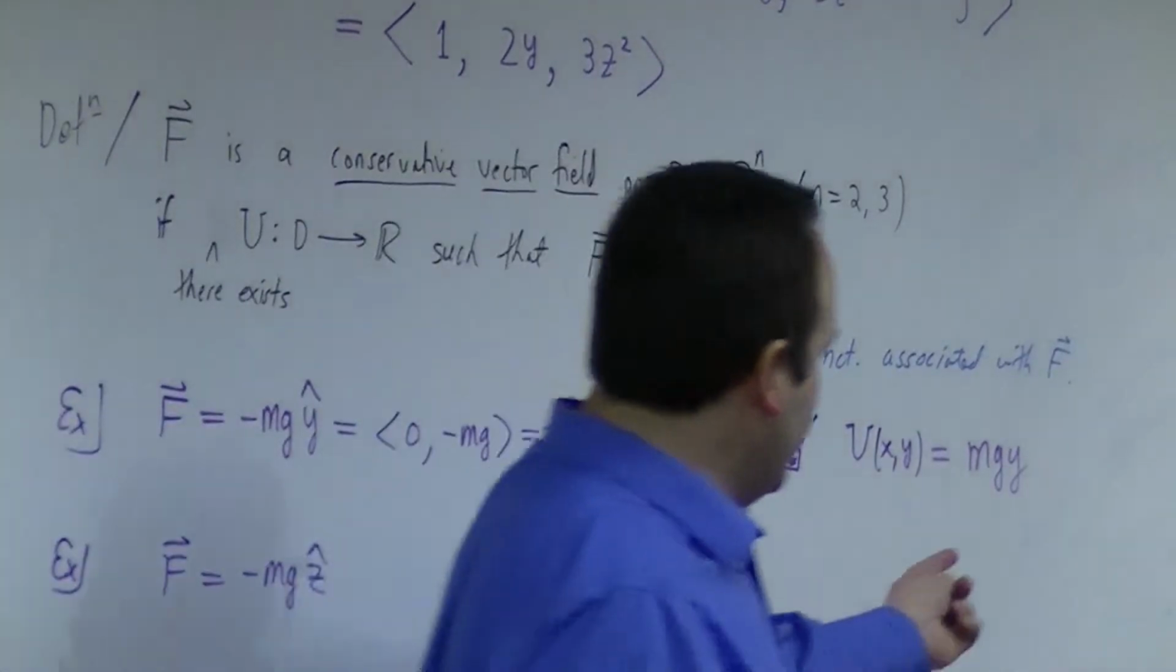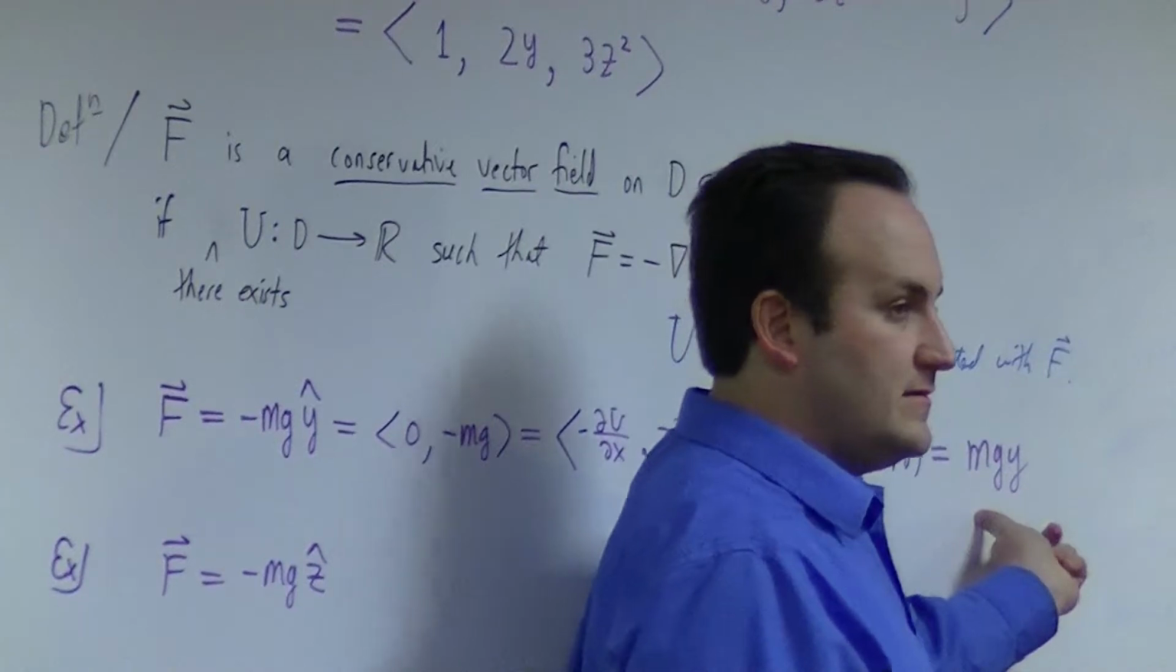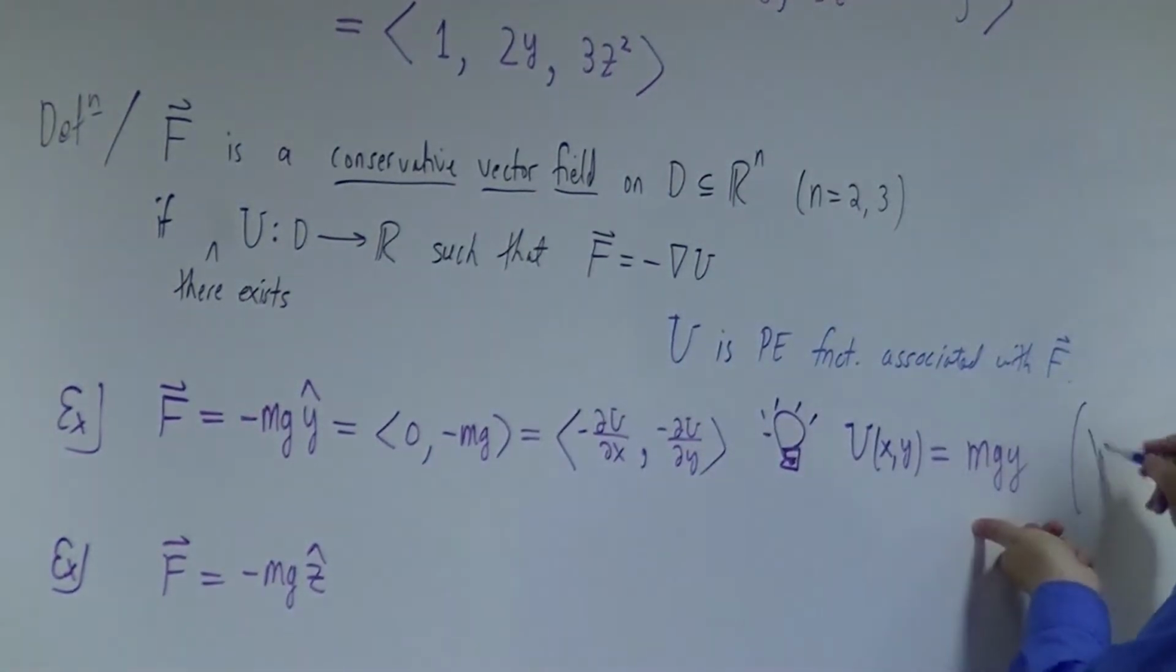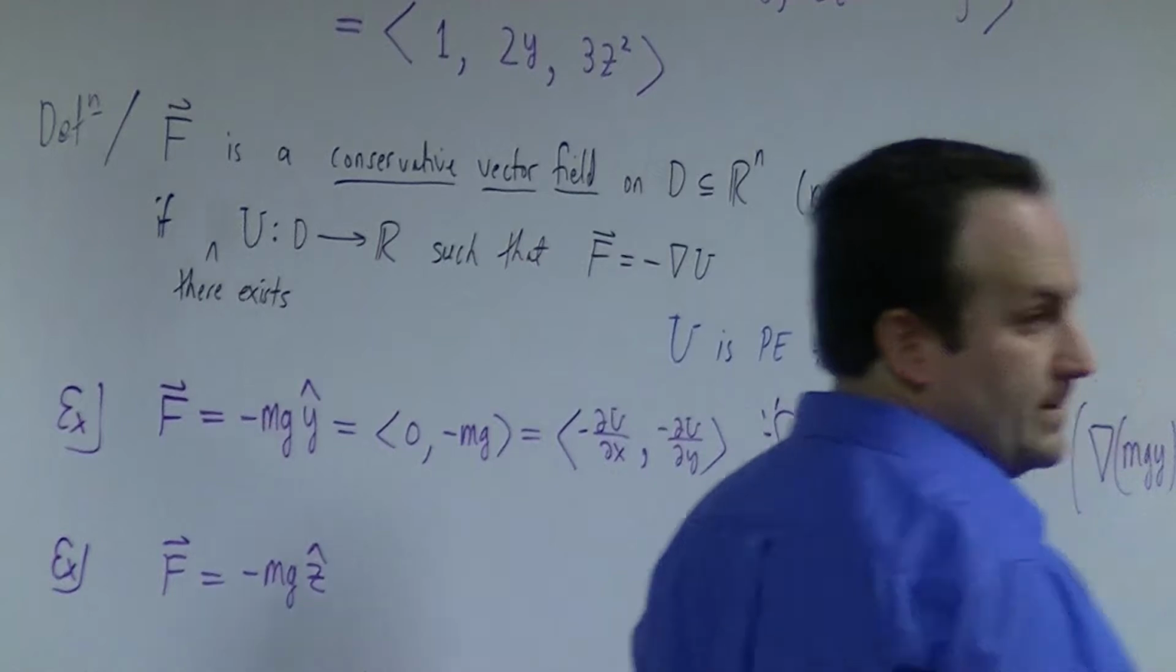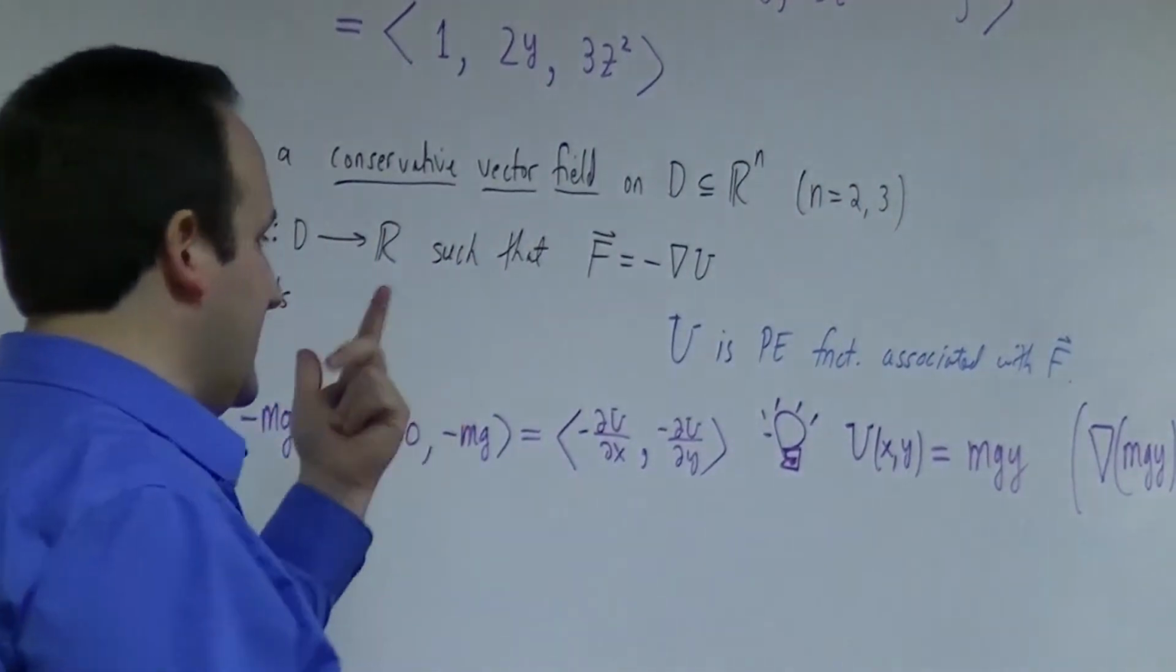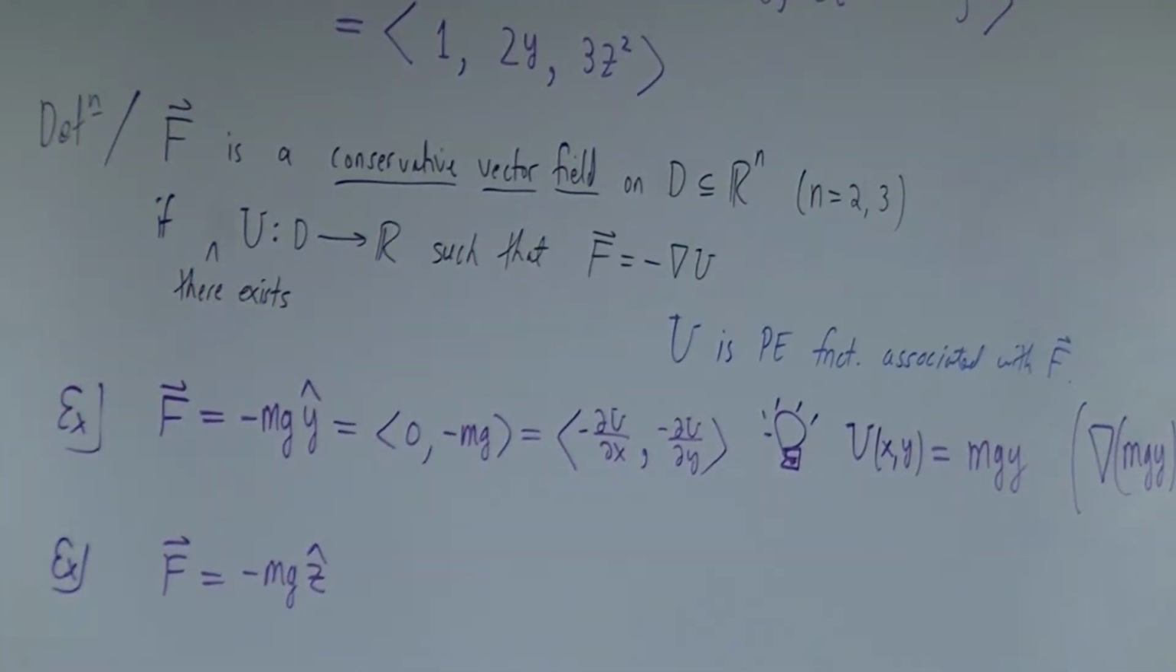So if we take the gradient of mgy, where m and g are constants, what do we get? Zero, mg, right? But that ever important minus sign makes it minus mg. The minus is not in the potential, it's in the definition of how the force connects to the potential energy function. And it's that minus that we don't bother with in Calc 3, at least most math books don't, for various reasons. So, how about the next one?